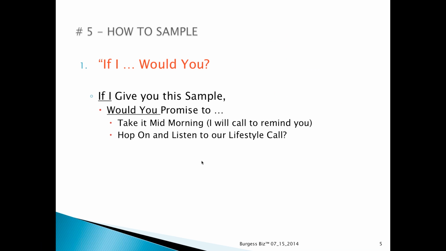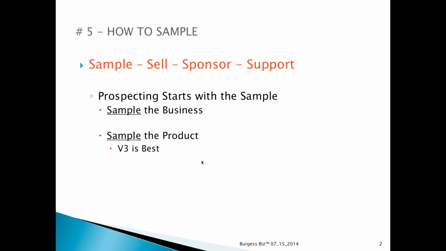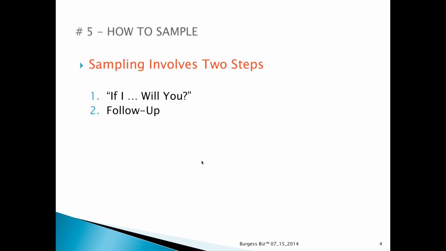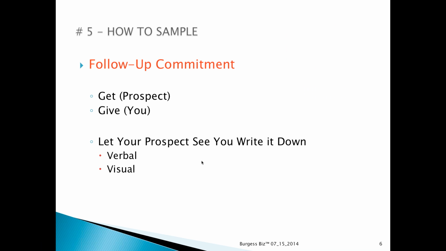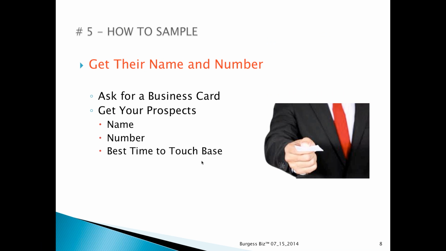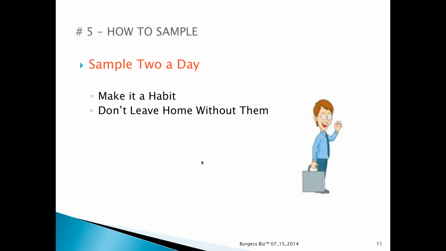So let's recap real quickly, and I'm going to go all the way back to the front end, is that we've got to sample, sales, sponsor, support, and it starts with that sample. Always direct them to the tools that we talked about. Use the 2 steps, if I, will you, and follow up with that binder. Remember that you've got to get the commitment, give the commitment, and they need to see you actually write that commitment down. And don't just hand them out. Get their name and number, their business card, record them on those worksheets, follow up, and make it a habit.